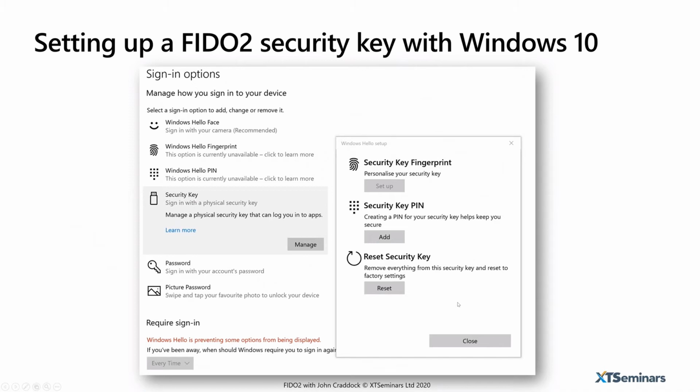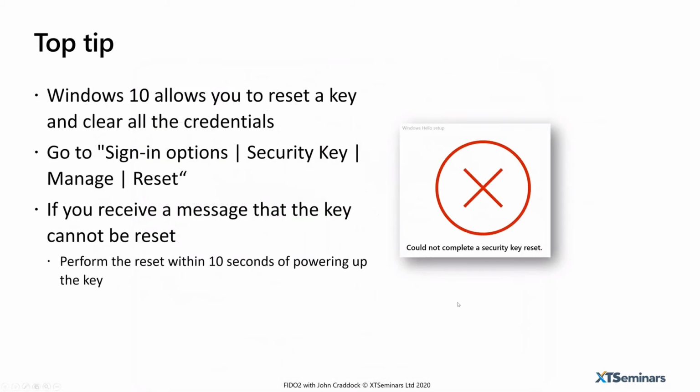One thing to be aware of, though, is when you go to reset a key, you might get a rather obscure message, "Could not complete a security key reset." If you see that message, it's likely that you need to remove the key, plug it in, and do the reset within 10 seconds, because you have to reset within 10 seconds of powering up the key. So if you see the message, don't worry about it. Just remove the key, plug the key back in, and then start the reset sequence again.